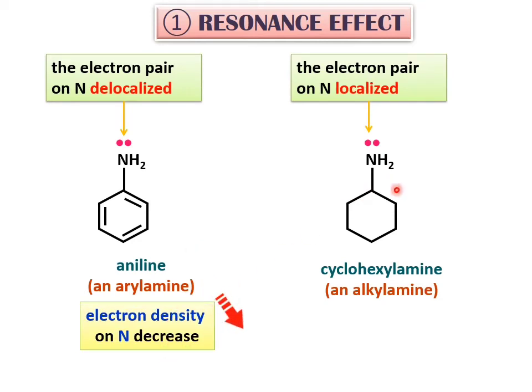But in aliphatic amine, for example, we have cyclo here. So the lone pair of nitrogen atom localized. Localized mean dia tak boleh pusing pergi mana dah. Dia duduk situ diam-diam je. So bila dia localized, that's why the electron density on nitrogen atom still maintain higher. Still kuat kelas. So ingat, bila dia kuat, density dia lebih besar, so dia lagi senang nak donate lone pair.